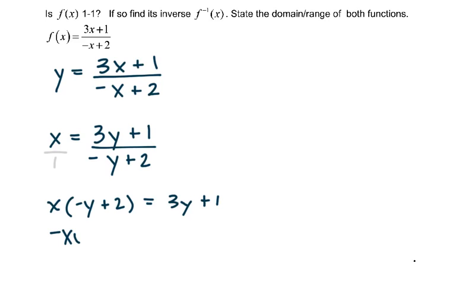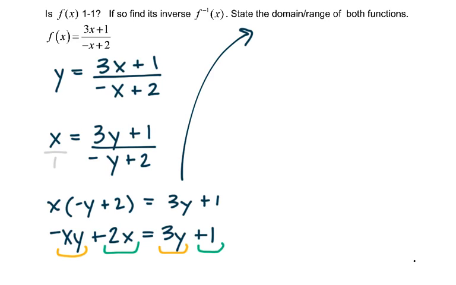So negative xy plus 2x equals 3y plus 1. So you'll notice I have two terms that have y values. I'm going to get both of those terms on the same side, and then my two terms that don't have y values, I'm going to put them on the other side of the equation. So that leaves me with, I've got my 2x plus 1 on one side. Oh, that would be a minus 1.